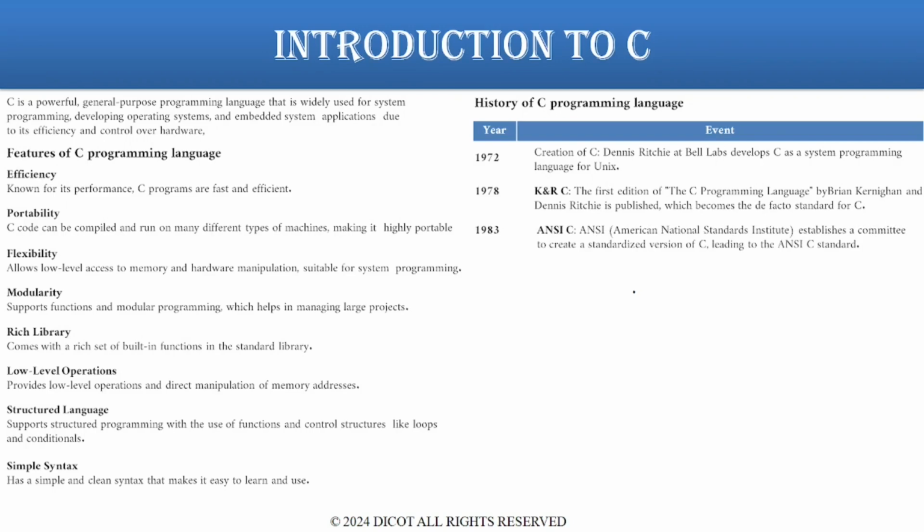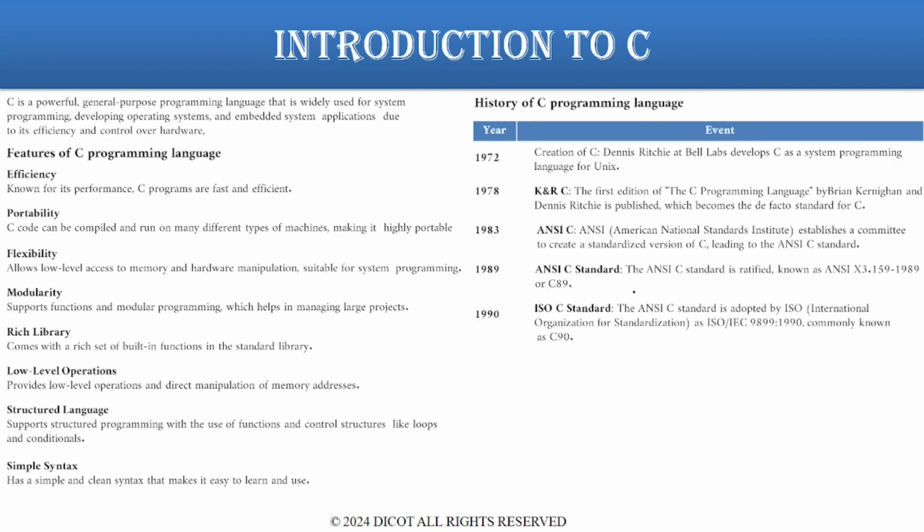1983, ANSI: the American National Standards Institute establishes a committee to create a standardized version of C, leading to the ANSI standard. 1989, ANSI standard: the ANSI standard is ratified, known as ANSI X3.159-1989 or C89. 1990, ISO C standard: the ANSI standard is adopted by ISO, the International Organization for Standardization, as ISO/IEC 9899:1990, commonly known as C90.